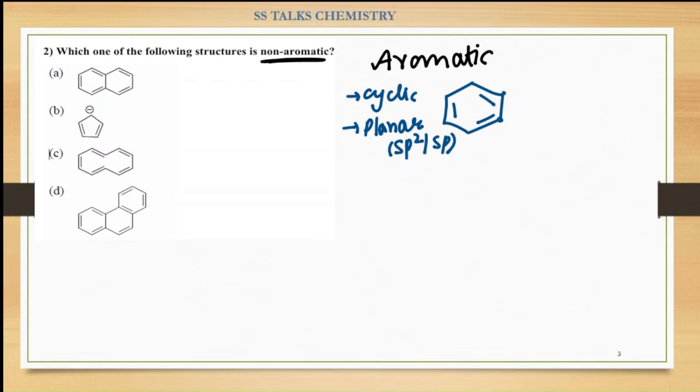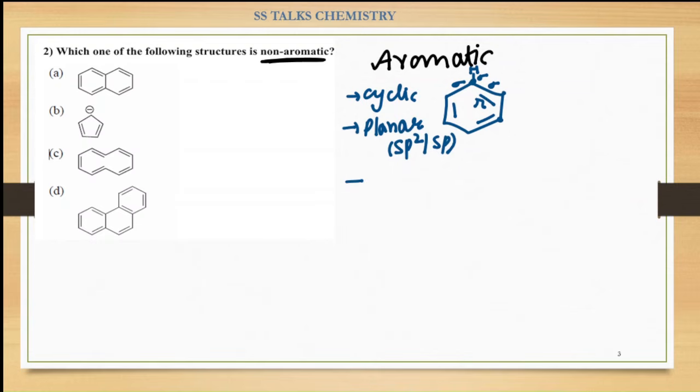That means it is forming three sigma bonds and one pi bond. So 1, 2 and 3 sigma bonds and one pi bond. This carbon atom is forming, so it is sp2. Similarly, if you look at all the 6 carbon atoms in benzene, it is a planar species, that is, they have sp2 hybridization.